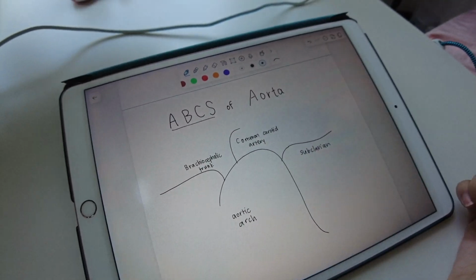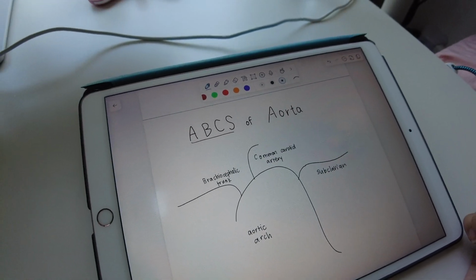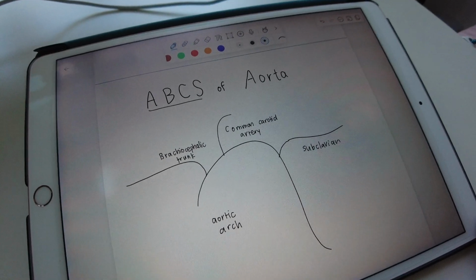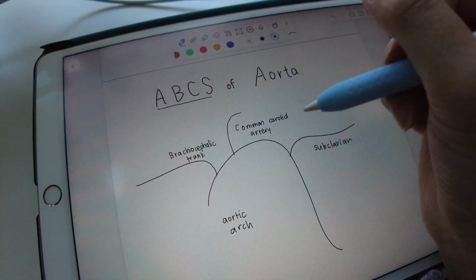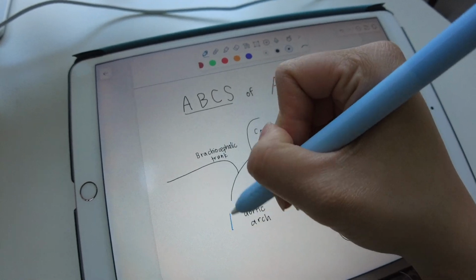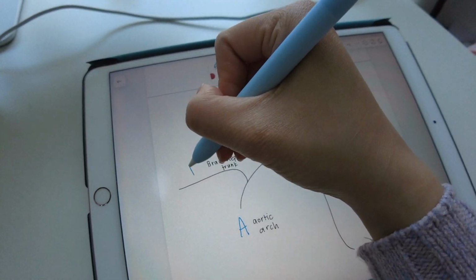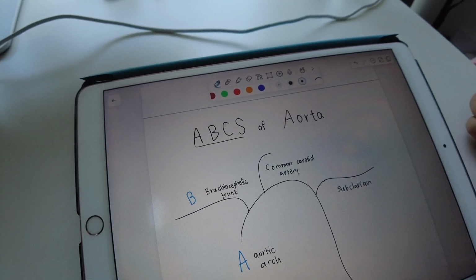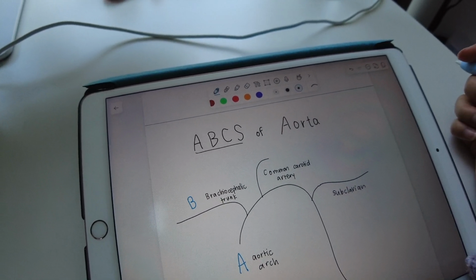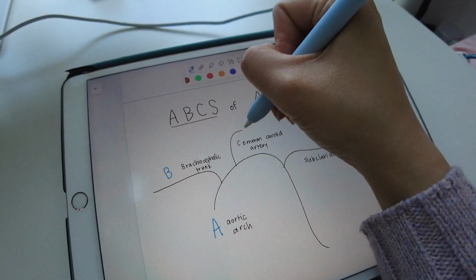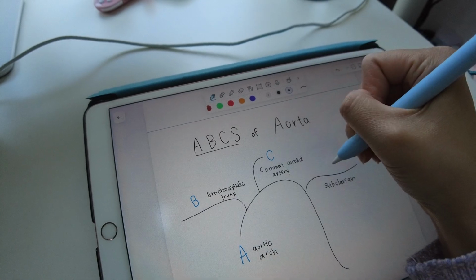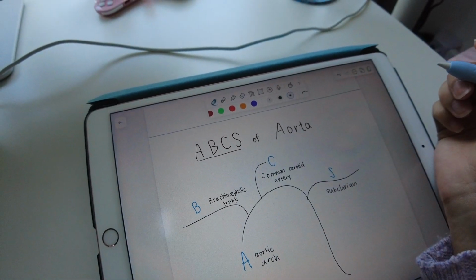Hey guys, so just sharing a little mnemonic that I learned to remember the branches off of the aorta. So this really helped me in anatomy lab. So you have your ABCs of the aorta. A for aortic arch, B for brachiocephalic trunk, which goes on to give rise to right subclavian artery, right common carotid artery, and your right vertebral artery. And then we have C for our left common carotid artery. And then finally, S for left subclavian.